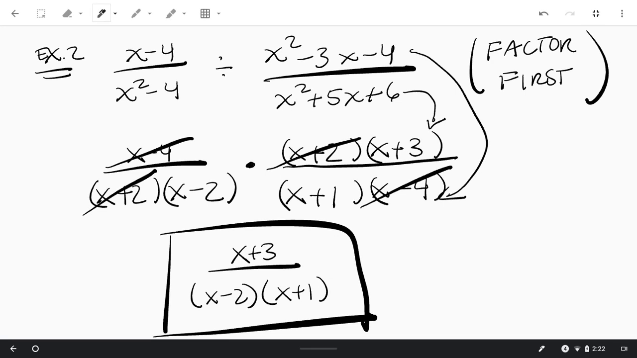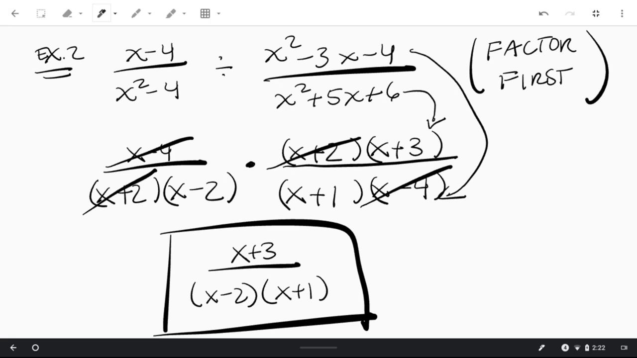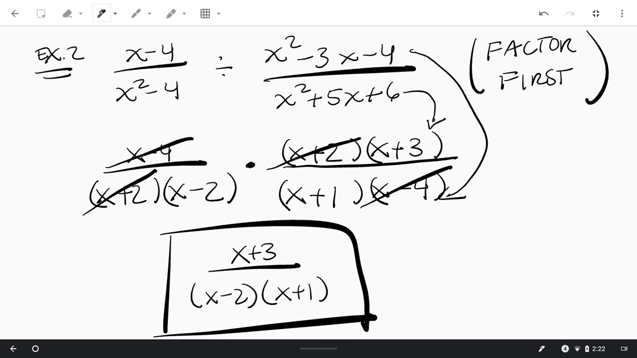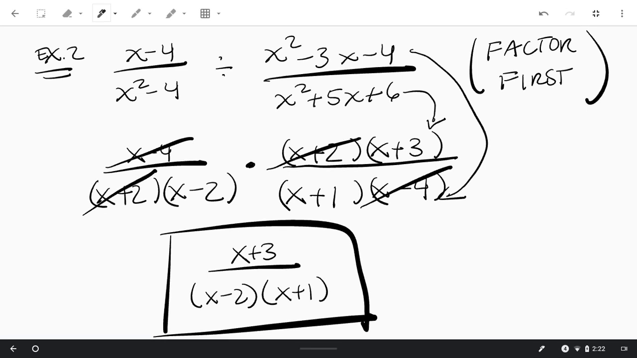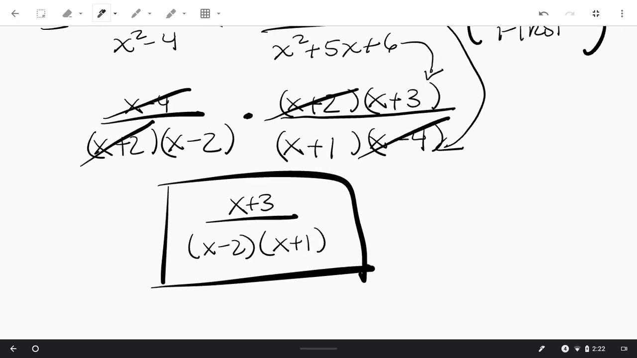Okay, so that is simplifying, multiplying, and dividing. So all three of those are basically the same process. You factor first and you cancel any common factors. That's pretty much it. Okay, so this next part that we're going to look at is adding and subtracting fractions. Okay, so let's take a look.